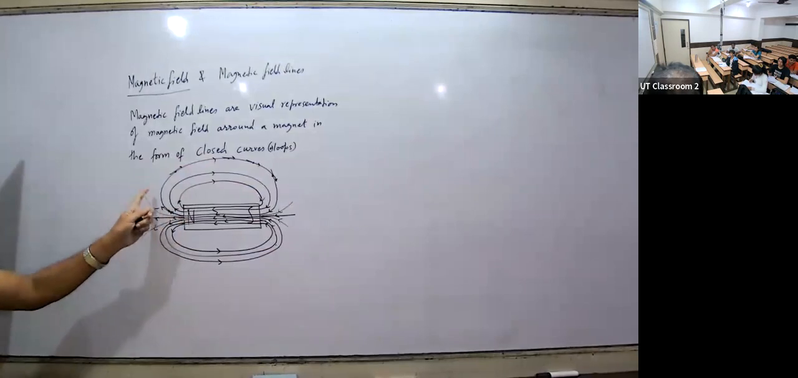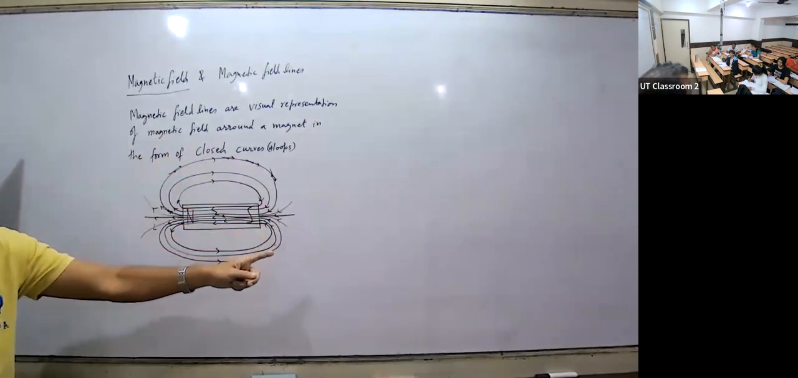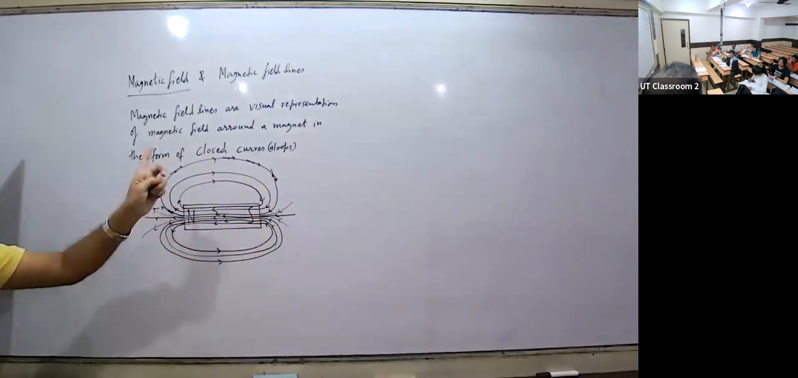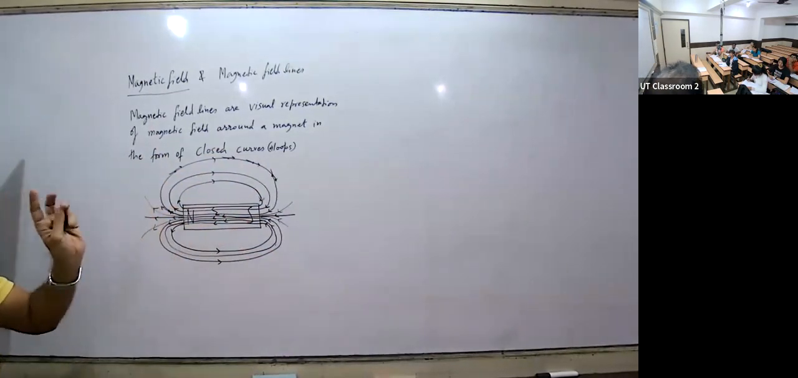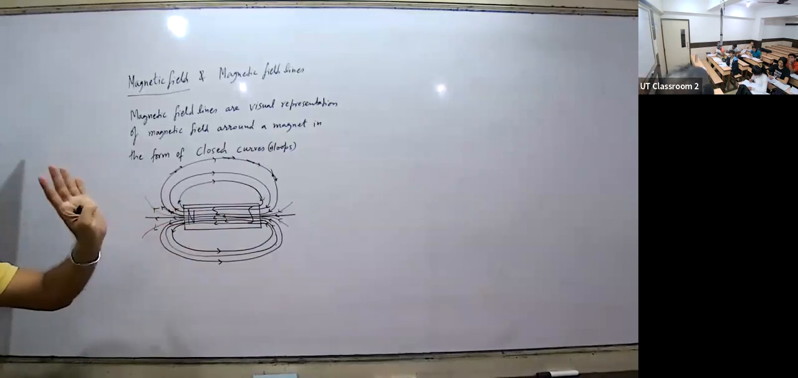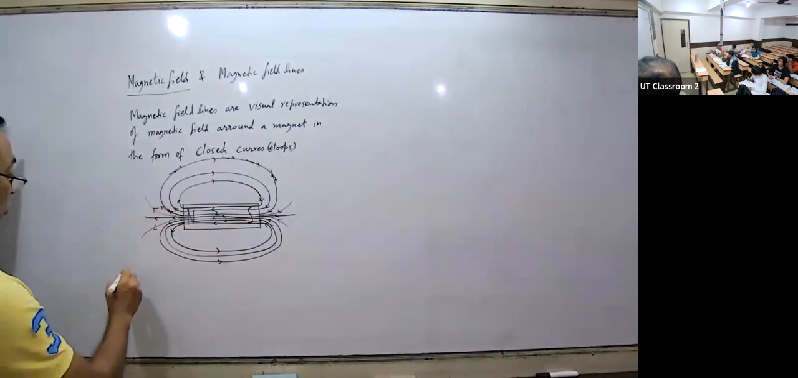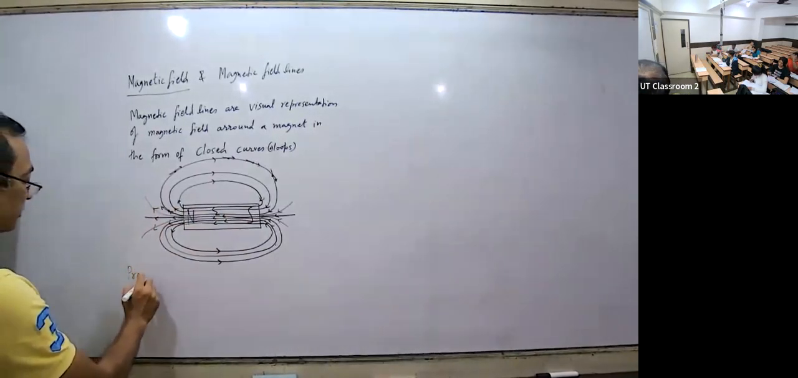What is the other learning? It comes out of the North Pole and enters into South Pole, outside the magnet, and inside the magnet from south pole to north pole. So these properties should be by heart, right? So properties of magnetic field lines.